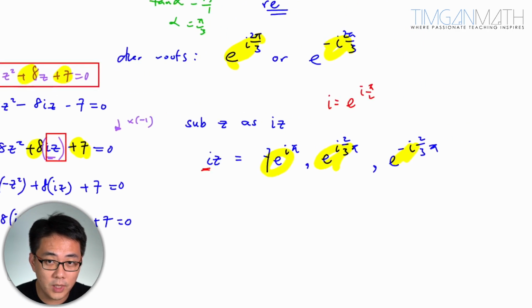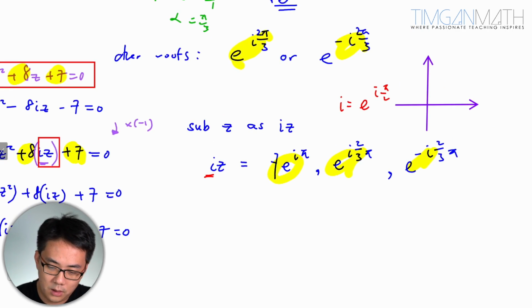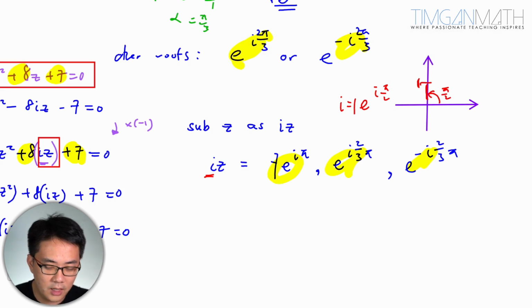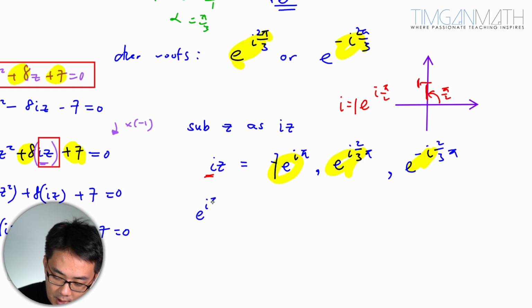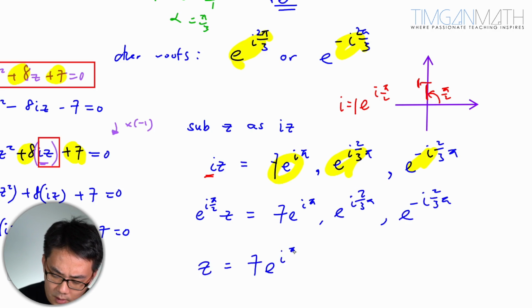And if you ask why, draw the Argand diagram. Please draw the Argand diagram. i is here, so this is π/2. This is 1 unit. So i is just e^(iπ/2). So what I'm going to do here is put this as e^(iπ/2). z equals 7e^(iπ), e^(i2π/3), e^(-i2π/3). And z equals 7e^(iπ) minus π/2, because I divide.